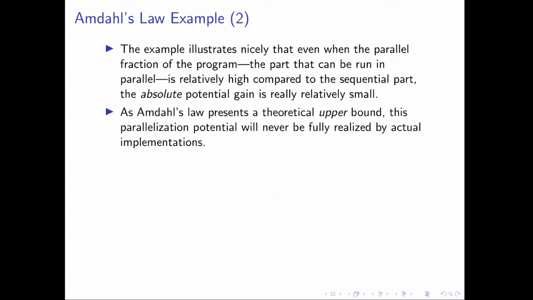This is what the example aims to illustrate: even when the parallel part of the program, so the fraction that can be run in parallel, is relatively high, the absolute speedup that we can achieve is relatively small. And Amdahl's law is really a theoretical upper bound. So in reality, we will actually never achieve this.